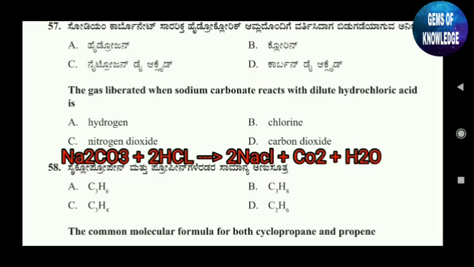So the gas liberated when sodium carbonate reacts with dilute hydrochloric acid: among the products which we got here, what is the gas? It is nothing but the CO2. So the gas which we get here is carbon dioxide. So the correct answer is B1, that is carbon dioxide. Okay, moving to the next question.